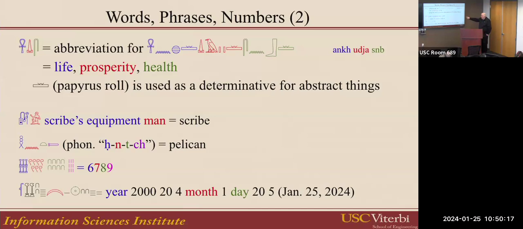Yeah. Then here we have one complex character representing scribe's equipment, and then man. So we have scribe. We had some discussion on Slack. Can Egyptians express things like pelican? There's no single hieroglyph for pelican. Well, they're just going to spell it out, right? Using the sounds over here.